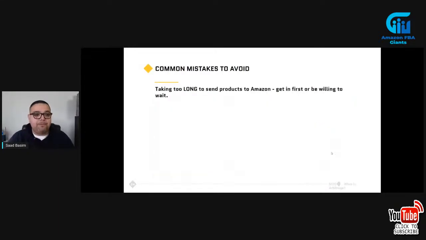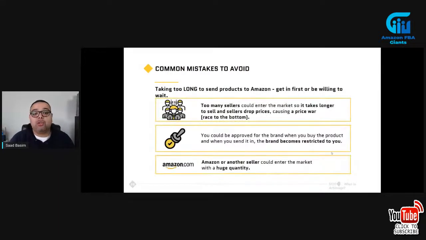Okay. Now, taking too long to send products to Amazon: get in first or be willing to wait. This is something that happens a lot if you find good deals. Too many sellers could enter the market, so it takes longer to sell, and sellers drop prices, causing a price war, a race to the bottom, which happens a lot for newbies when they don't know what they're doing. That's why I say, do not be that person who always goes 1 cent below the other competitor, because it's just going to be a ripple effect, and all of you are going to get into a price war.